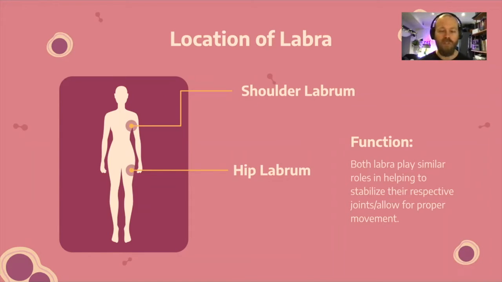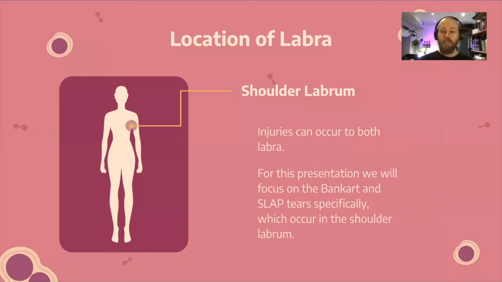Both perform similar functions. They help to stabilize the joints and allow for a greater range of stable motion, respectively in the shoulder and the hip. Injuries can occur to both. Again, for this particular presentation, we're focusing on Bankart and SLAP lesions, which occur to the shoulder labrum. So we're going to kind of contain our conversation to that for the most part.